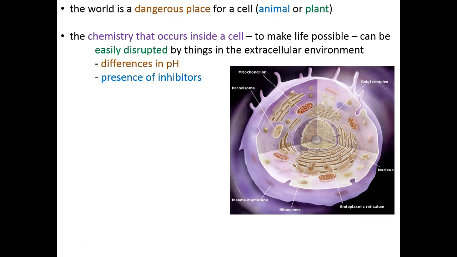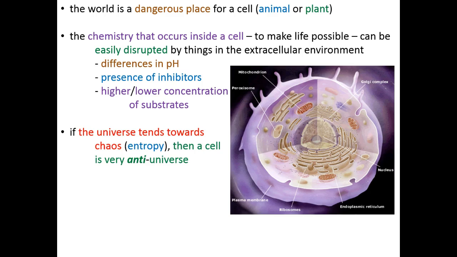Cells can encounter differences in pH. There can be protein and enzyme inhibitors. Perhaps there are the wrong concentrations of substrate molecules in the environment. And so if the cell is existing in this chaotic, entropy-driven universe, and we've got all these differences in variables and environmental conditions that we can't control, it makes the ordered, controlled, regulated environment within a cell very anti-universe, if you think about it. If the universe is a chaotic, highly variable place, and the cell is a very ordered, non-variable place, then the cell is kind of anti-universe.